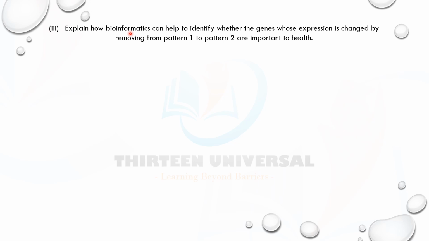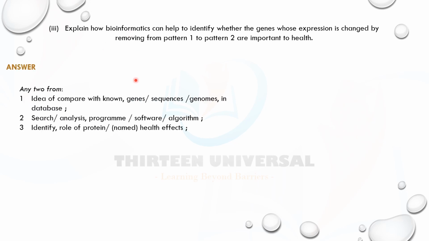Okay, so compare the genes that have been expressed with known genes in the database, and then we also carry out analysis to check whether the genes that have been expressed code for proteins that have health benefits. So you compare the genes that have been expressed with known genes in the database for health, and then of course you do analysis using computer software or algorithms to identify the role of these expressed genes and their impact on health.